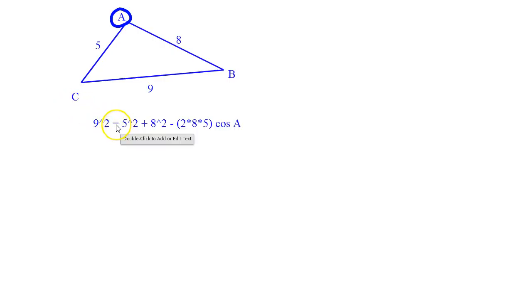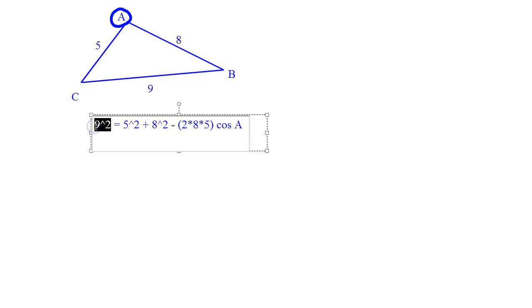And what we can do is simplify a lot of these. So this becomes 81. 5 times 5 is 25. This becomes 64. 8 times 5 is that, so that turns into 80. Then when I add these two, I should get 89. Now I'm going to subtract 89 from both sides. Is it okay to get a negative number? Yes, it's totally okay. So this should be negative 80.